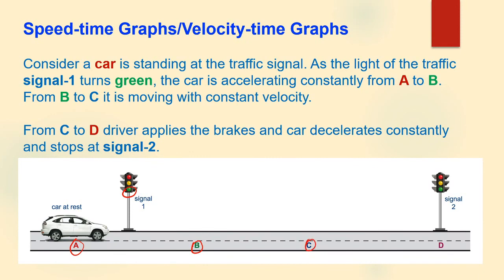From C to D, the driver applies the brakes and the car decelerates constantly and stops at signal 2. So see what's happening. From A to B, it's moving with constant speed. From B to C, it's moving with constant speed. When the driver reaches B and sees the light is turning yellow, he's going to apply the brake and stop at D again.